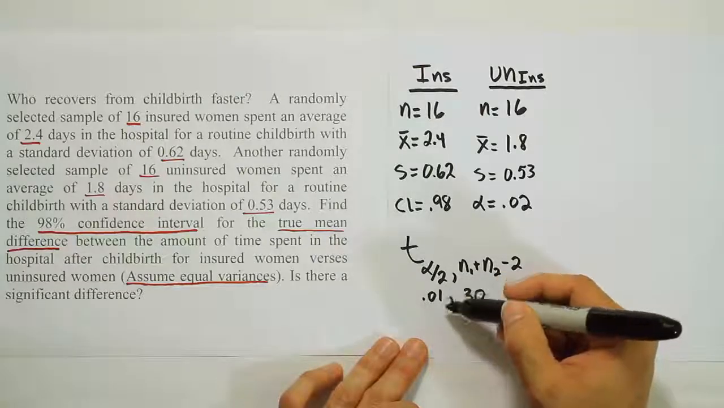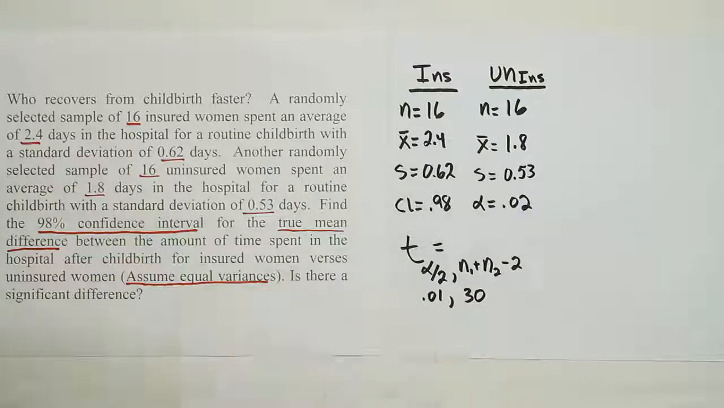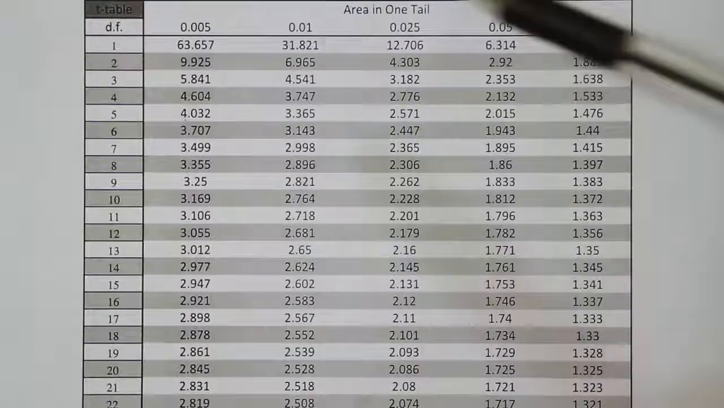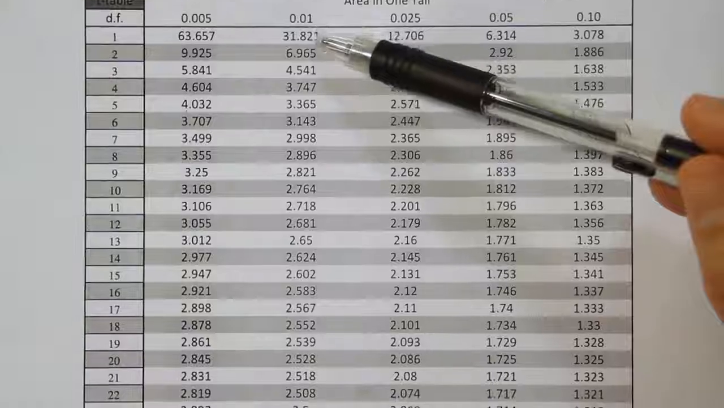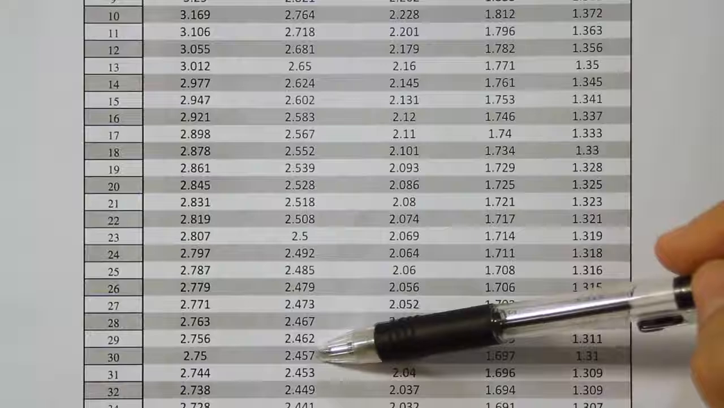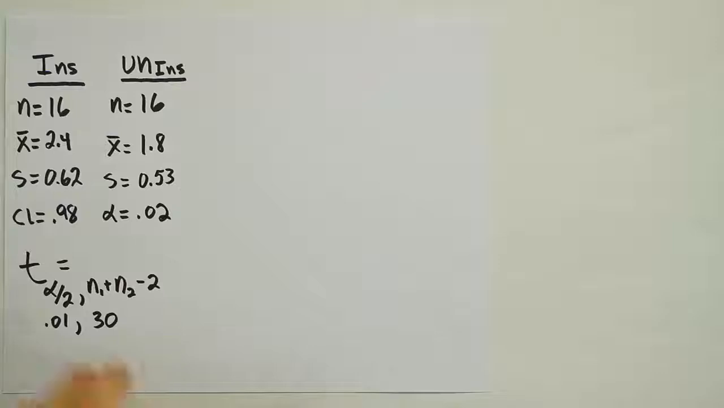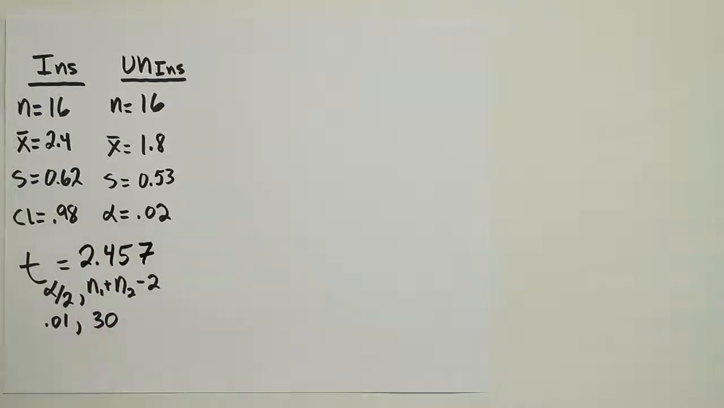So this is the alpha we have to look up on our table. We're going to look up 0.01, look at that column, and go down to 30 degrees of freedom to get our critical t value. So let's go to the table now. Okay, we're looking up area in one tail 0.01 and going down to 30 degrees of freedom. So 0.01, 30 degrees of freedom is 2.457. We found our critical t value to be 2.457.